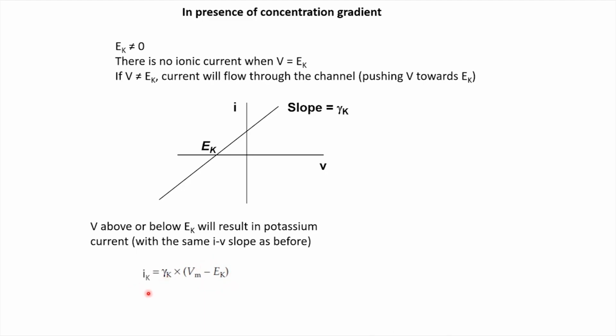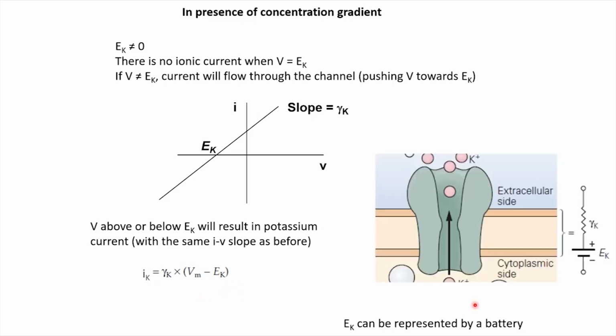So this is the current through a single ion channel, which is equal to the conductance of that ion channel, gamma k, times the difference in the membrane potential and the equilibrium potential for that ion. And now we can update our electrical representation of this part of the neuronal membrane. So the channel is still represented by the conductance or the resistance, so conductance gamma k, and this equilibrium potential can be thought of as a battery.